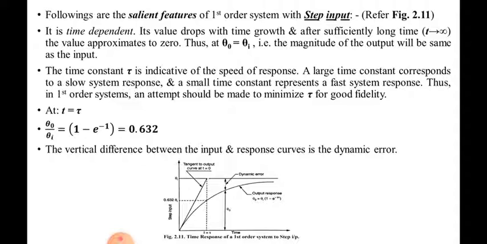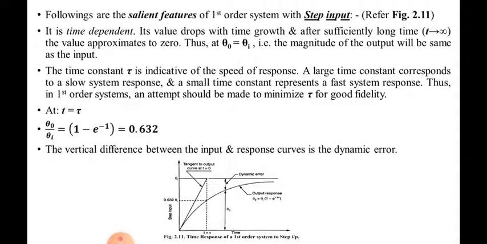The time constant tau is indicative of the speed of response. A large time constant corresponds to a slow system response, and a small time constant represents a fast system response. Thus, in a first order system, an attempt should be made to minimize tau for good fidelity, and that fidelity we have studied in the dynamic characteristics of the instrument.